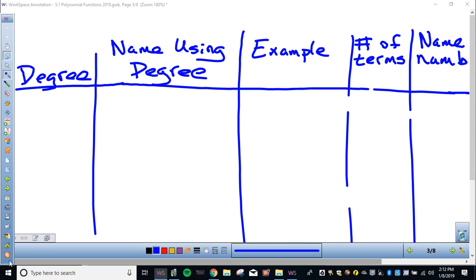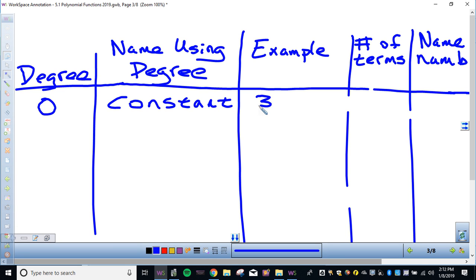We're going to start here with a degree of 0. Name using the degree is constant. An example is like 3. So the reason that degree is 0 is because we could add in 3x to the 0 power, because anything to the 0 power is what? Not 0, 1. So 3x to the 0 is the same thing as 3 times 1, or just 3. Okay? So that's why 3 times 1 is 3.